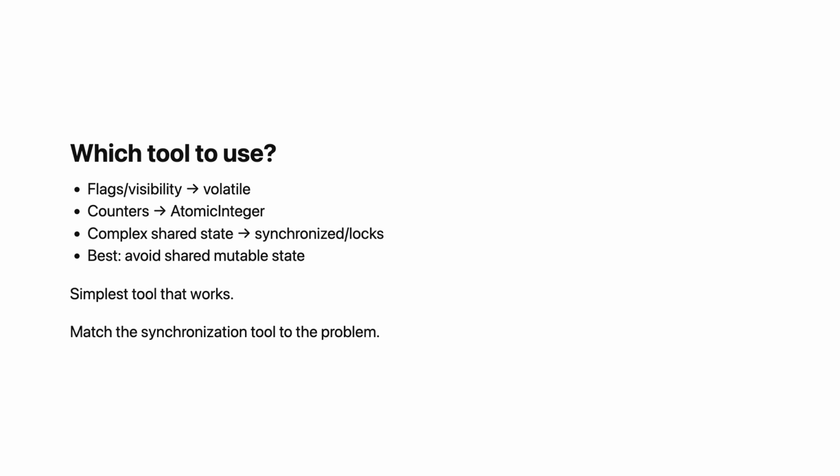For protecting complex operations on shared data, synchronized or locks. Use the simplest tool that works. Volatile if visibility is enough. Atomics if you need atomic updates. Locks when you need mutual exclusion over multiple operations. More complexity means more chances for bugs. Keep synchronization as simple as the problem requires. The best solution is often avoiding shared mutable state entirely. Immutable data needs no synchronization.